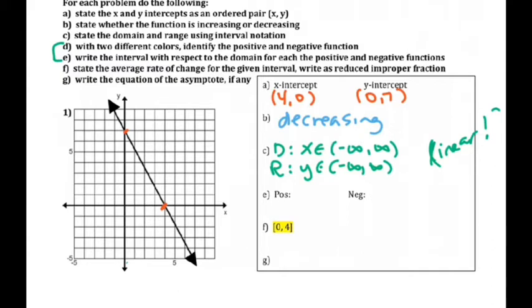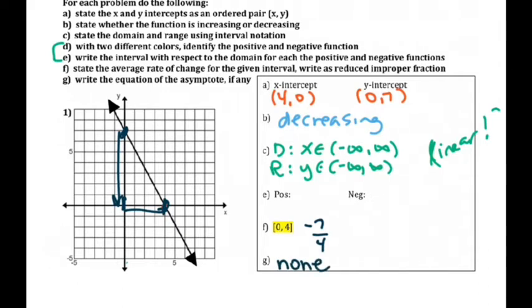Okay, the next one we're going to go to is F, the average rate of change for the interval from 0 to 4. So from 0, right here, to 4. So I'm looking from here to here. What's the slope? And remember that because it's linear, it's a constant rate of change, so it doesn't really matter where you look. But if I look here, it's going to go down 7 over 4. That cannot be reduced, so that's it. G, write the equation of the asymptote. Because it's linear, it does not have an asymptote, so none.